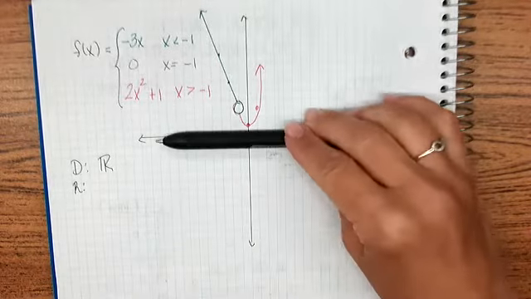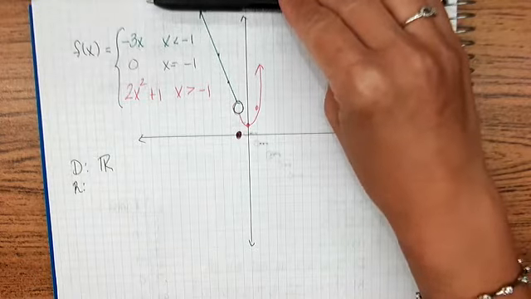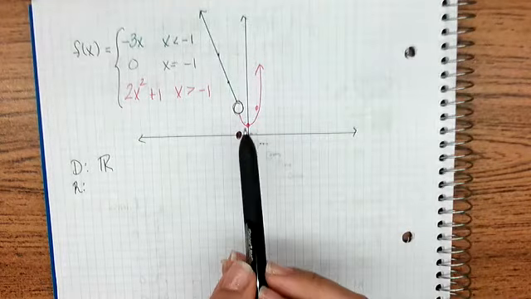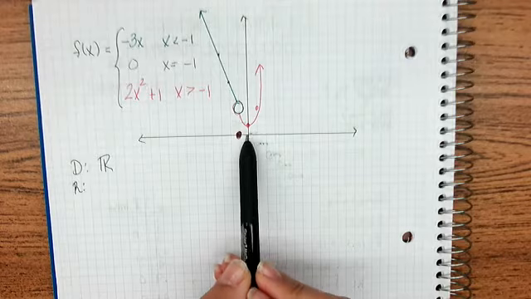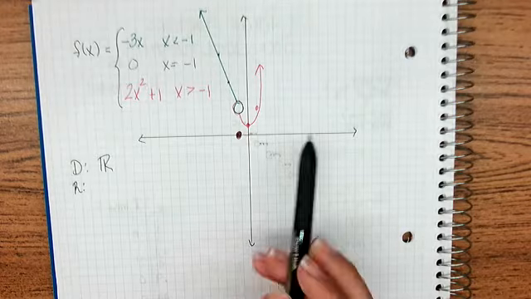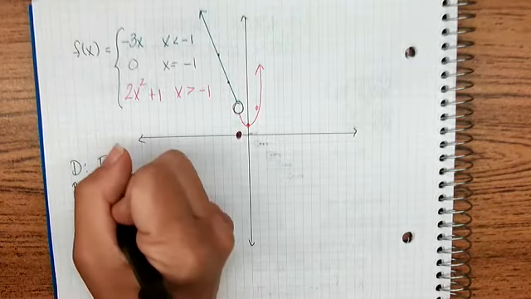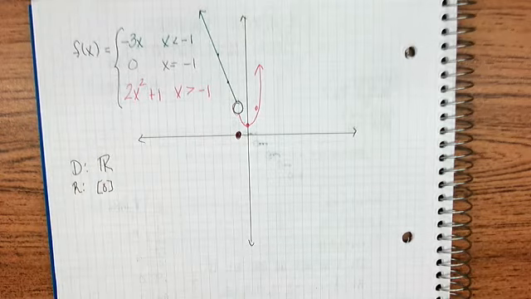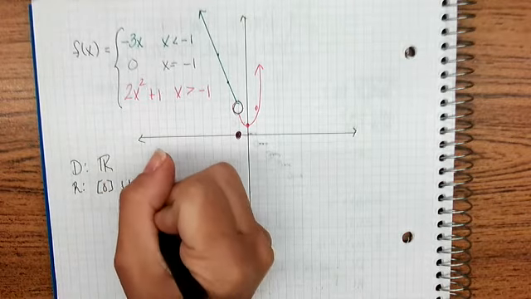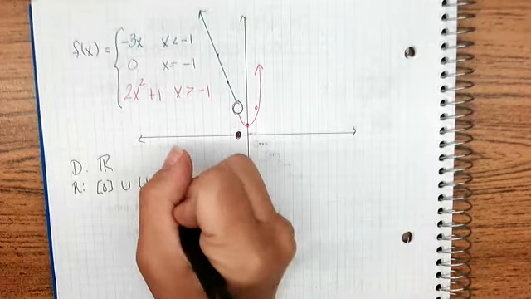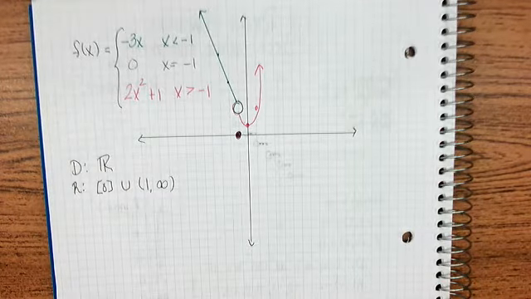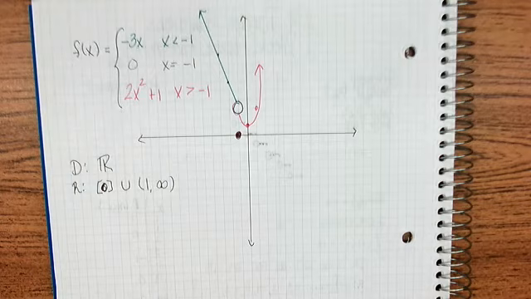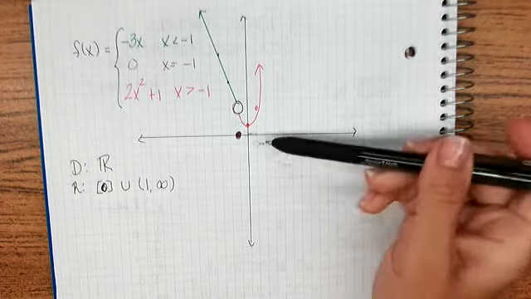The range of this function is funky. It appears that the range is y is greater than or equal to 0, but it's not true because there's a gap between 0 and 1. Between 0 and 1, there are no y values. So my range is 0, bracket because it's a point, in union with 1 to infinity. It is not y is greater than or equal to 0 because there are no y values between 0 and 1.